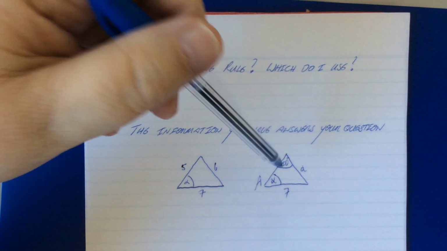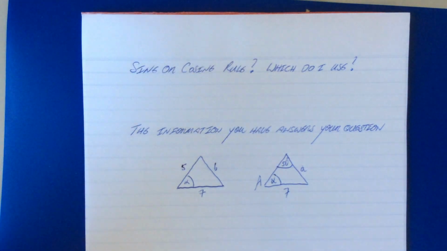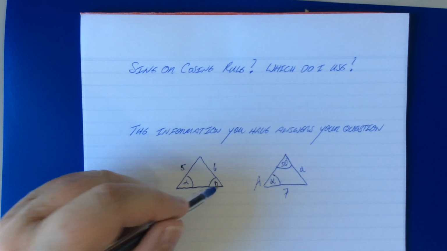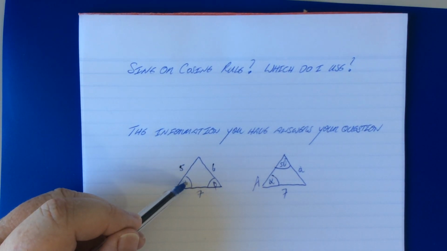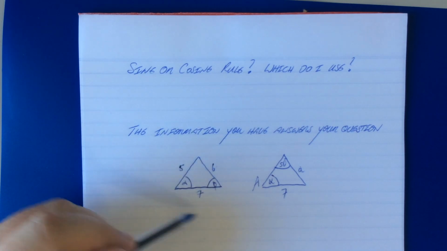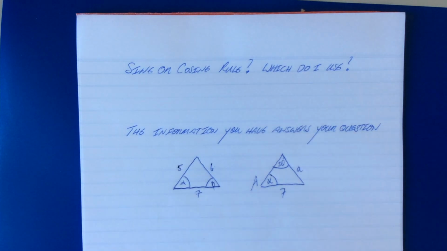If you can see a way to use the sine rule, use it. If you can see a way to use the cosine rule and you're more comfortable with that, use it. There will be an overlap. Let's just say for argument's sake that you were after this angle here. Well, if you knew this angle and this side, you're more than welcome to use the cosine rule, but you could also use the sine rule. So there is an overlap.